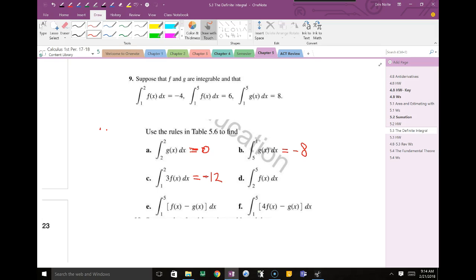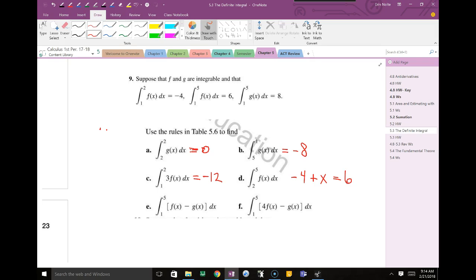Okay, so would you agree that the area from 1 to 2 plus the area from 2 to 5 should equal our entire area? I can think about this algebraically if you want. You can say that -4 plus, we'll call it x, is going to equal our entire area of 6. So what is the area from 2 to 5? 10.